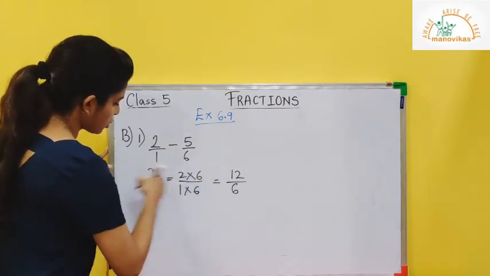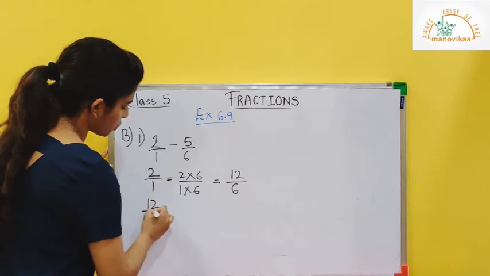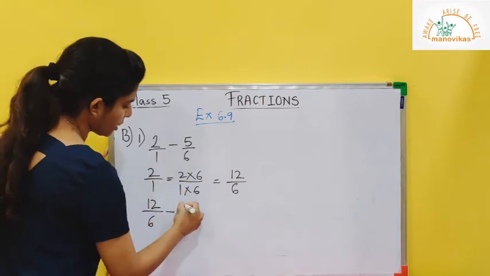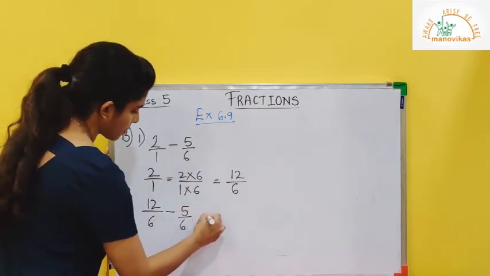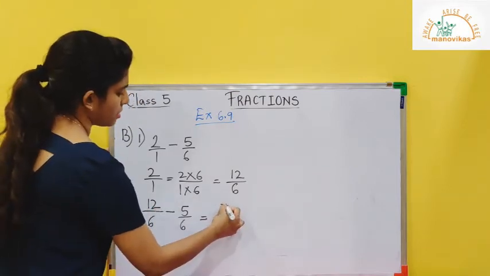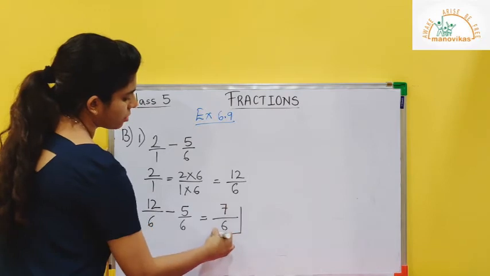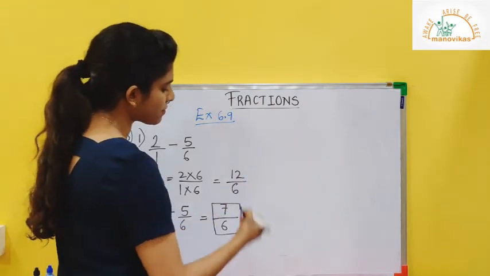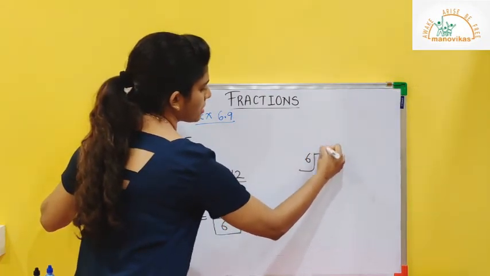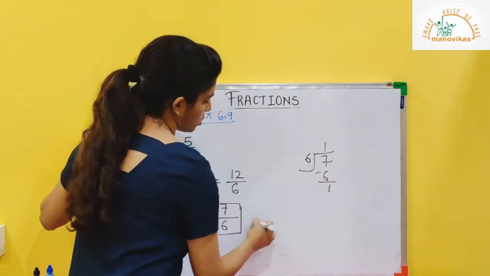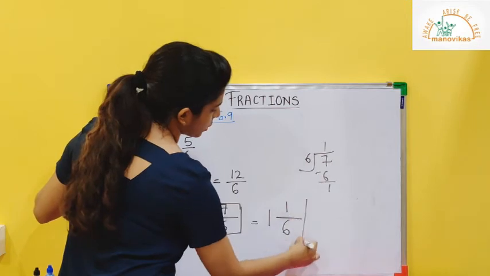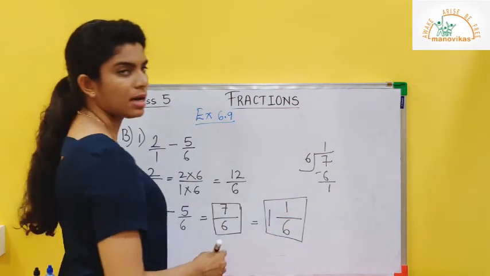So now what I will do? Instead of writing 2 upon 1, I will write 12 upon 6 minus, because it is subtraction, I write minus. Now you write 5 upon 6. The denominator will remain the same. What is 12 minus 5? It is 7. So I get 7 upon 6. This you can convert into a mixed fraction. 6 ones are 6, the remainder is 1. So it is equal to 1 upon 6. 1 whole 1/6 is the answer.